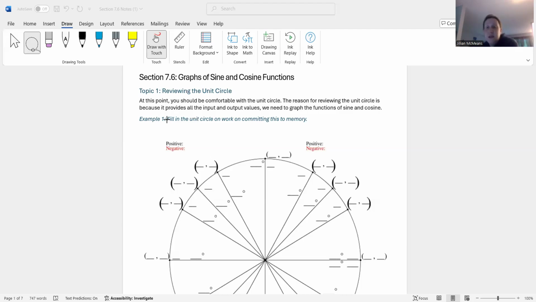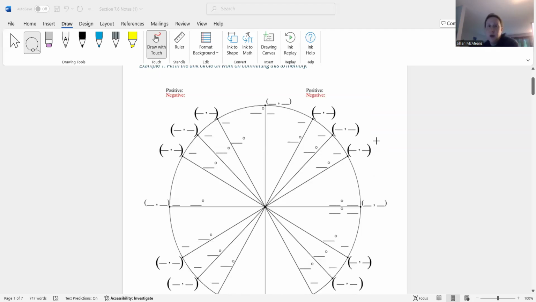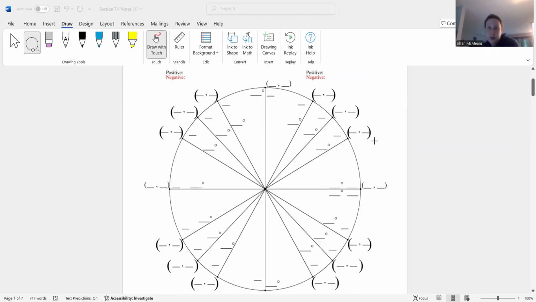At this point, you should be working on becoming more and more comfortable with the unit circle. Remember, it's a tool that helps us remember angles and their corresponding ratios. So we want to keep practicing the unit circle until we at least know how to build it. What we're going to do is fill in the unit circle and work on committing this to memory. There are tricks to learning the unit circle. You don't have to just blindly memorize all of these points.